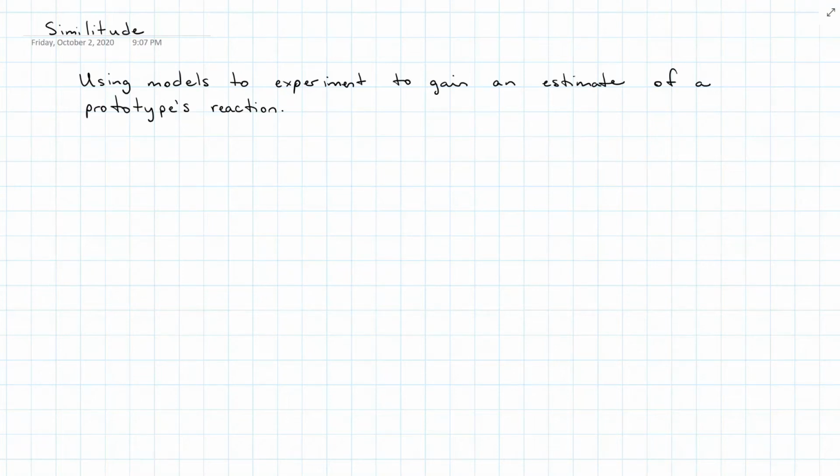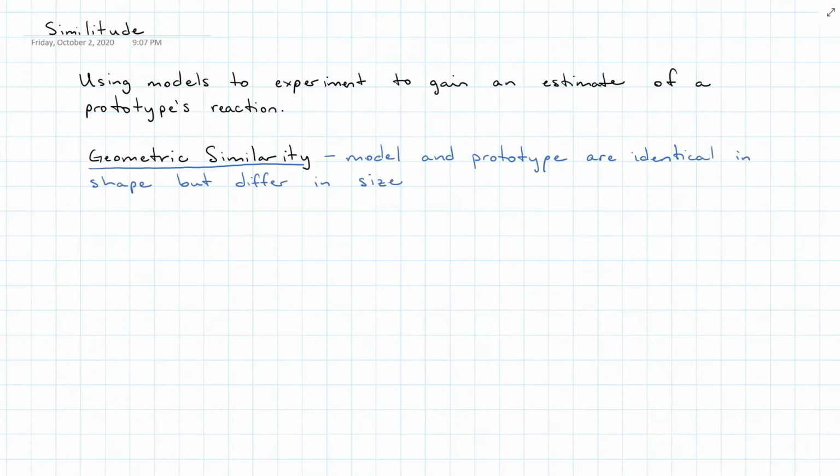Similitude. This is using models to experiment to gain an estimate of a prototype's reaction. We can do that with geometric similarity, where the model and the prototype are identical in shape, but they differ in size. Like say a 1 in 10 scale means that the model is 1/10 the size of the actual prototype. The length ratio is the length of the model over the length of the prototype.